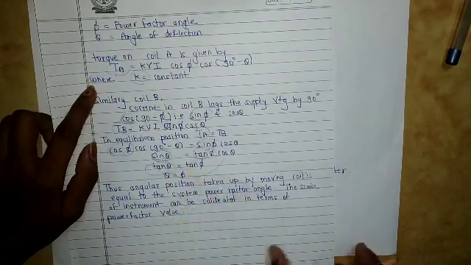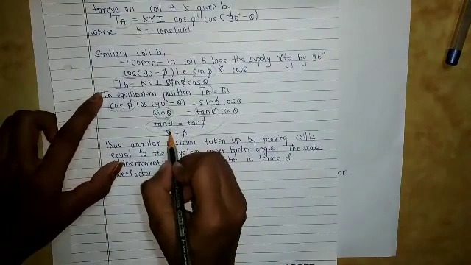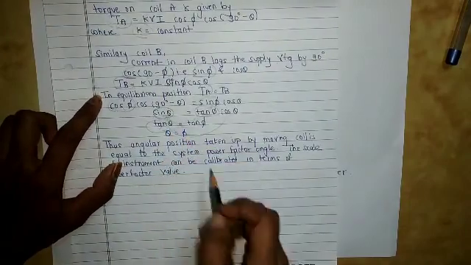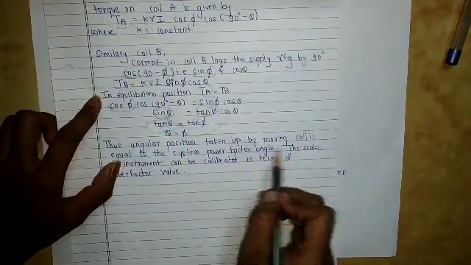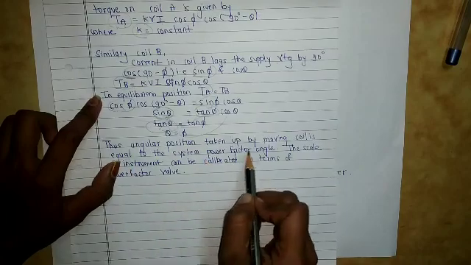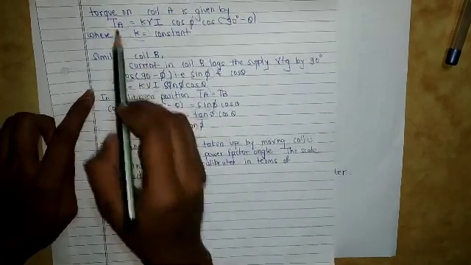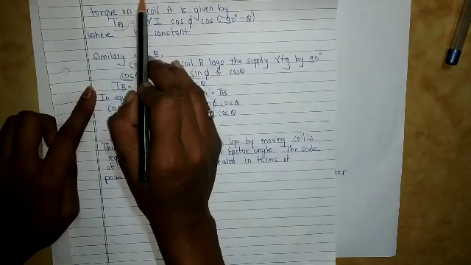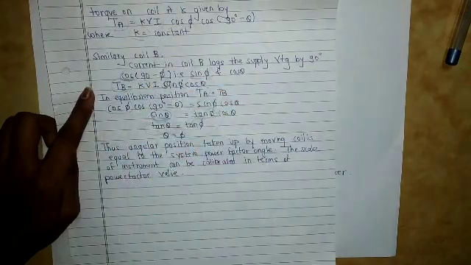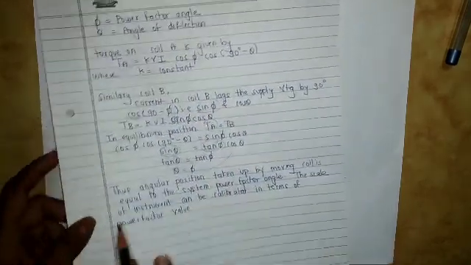Now the tan cancels, and theta is equal to phi. Thus the angular position taken up by the moving coil is equal to the system power factor angle, right? That means the power factor angle is equal to the angle of deflection. So this is about it. So this is the theory.